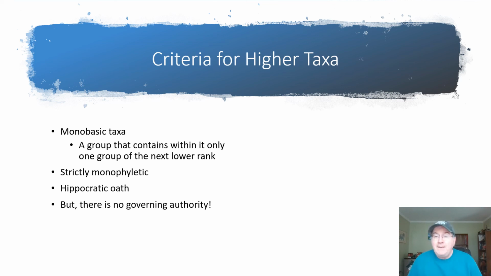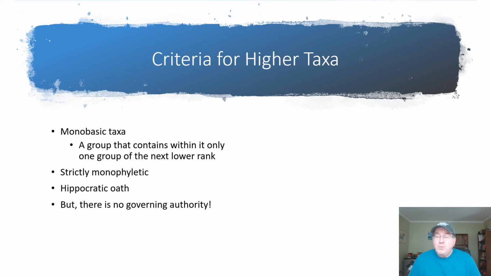Anyway, the rules of thumb. First of all, I want to bring up the issue of what are called monobasic taxa. All this means is that you have, let's say, a family, and if that family contains only a single genus, then we would say that the family is monobasic, or sometimes you'll hear it called monotypic.